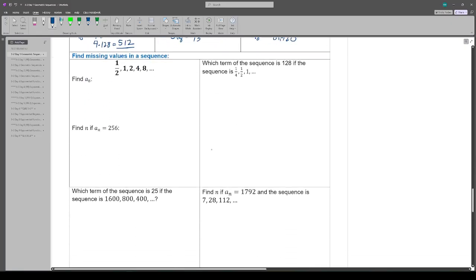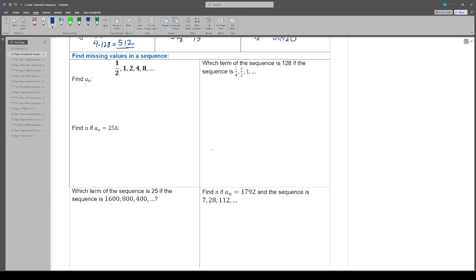Okay, find values in a sequence. So here we have one where we're finding A8, so that's the 8th term, but another one where we're finding n, where the output is 256. So 256 is the term, and we need to find the term number. We know how to do this one, so let's start with that.